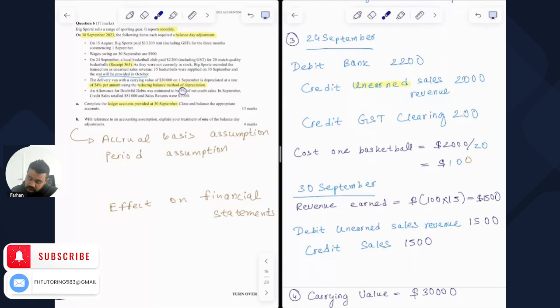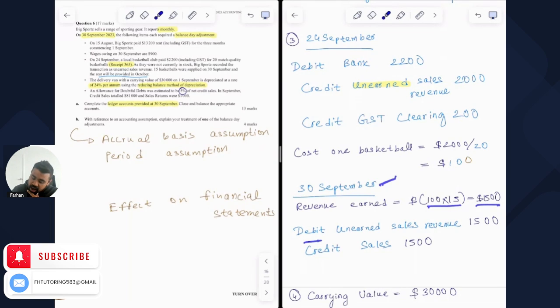So on 30 September, we know that we have supplied 15 basketballs, which means we can confidently say that we have earned the revenue for 15 basketballs. And given that each basketball is priced at $100, this means the revenue that we have earned in total on 30 September is 15 multiplied by 100, which is $1,500. All right. Now, how do we journalize this on 30 September?